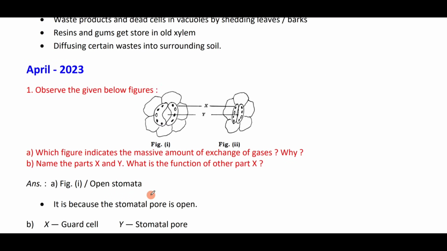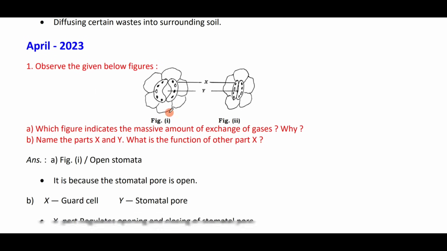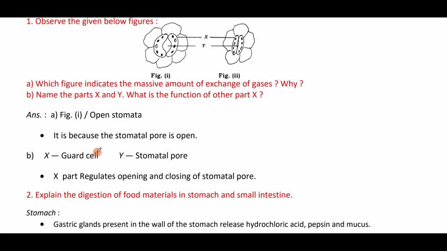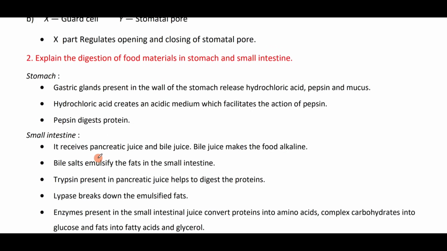Next question. Observe the following figures. Which figure indicates the massive amount of exchange of gases? Figure 1, the open stomata, because when the stomatal pore is open, a massive exchange of gases will take place. Name the parts X and Y. X is the guard cell, Y is the stomatal pore. The function of the guard cell is to regulate the opening and closing of the stomatal pore.